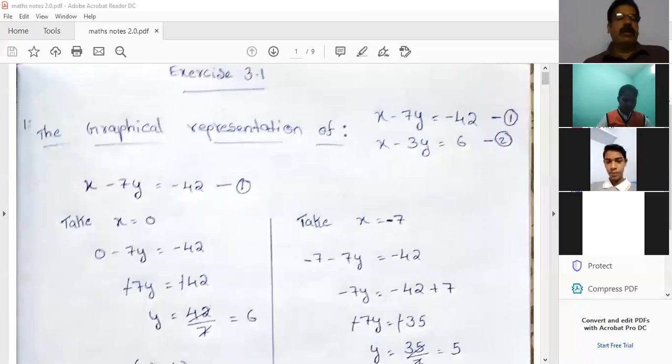In exercise 3.1, the graphical representation of the first sum: the first equation is x minus 7y equal to minus 42, and the second equation is x minus 3y equal to minus 6.